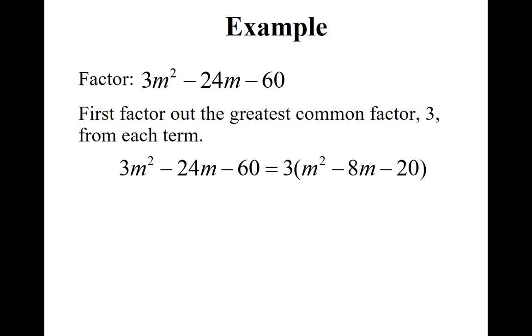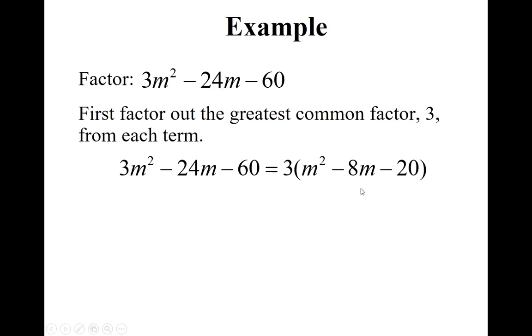The leftover piece is going to have 1, 2, 3 terms. 3 times what is 3m squared? m squared. 3 times what is negative 24m? Negative 8m. 3 times what is negative 60? Negative 20. So now we do have something in the form that just has a 1 m squared.